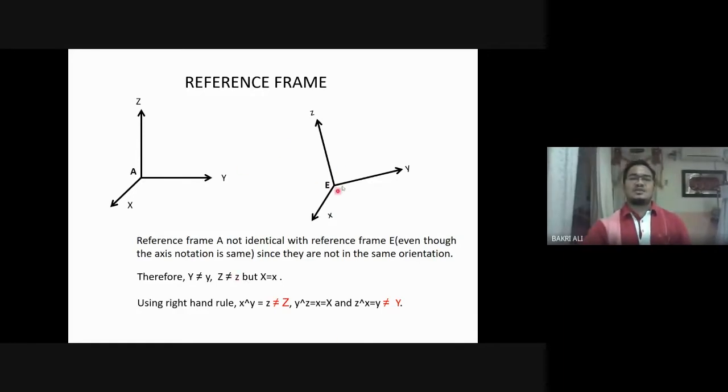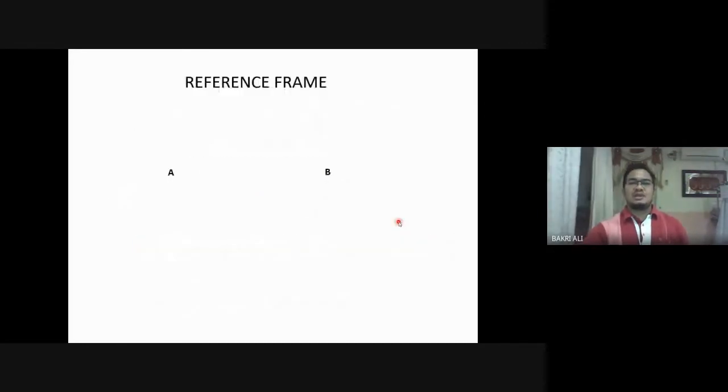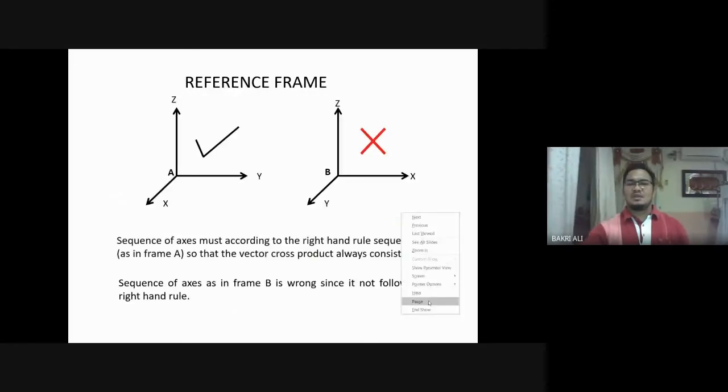And if we use the vector product right-hand rule, small x cross small y will not be equal to Z. But small y cross Z will be equal to X. So this X and this X are similar. That is the most important thing that you should understand when dealing with the unit vectors.